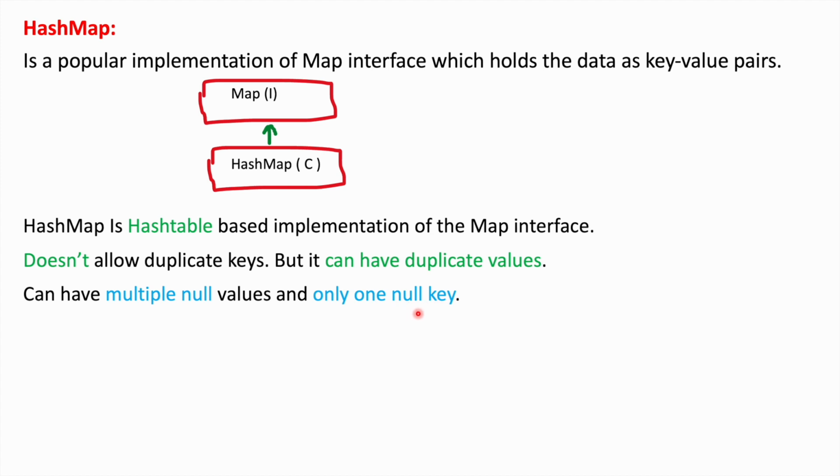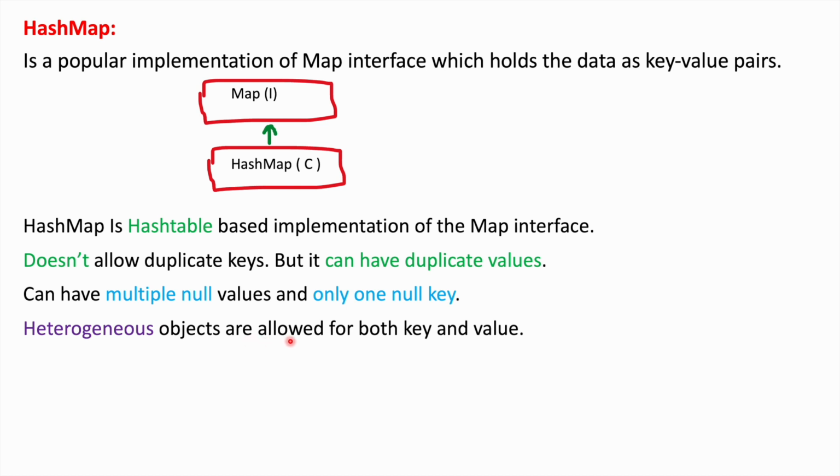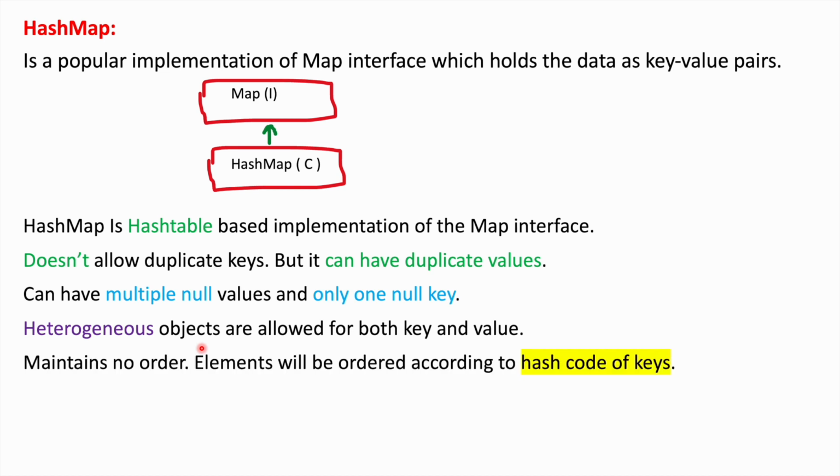If you add two null keys, what will happen? It will become a duplicate key, so it will not allow. That's the reason HashMap won't allow multiple null keys. That is, it will allow only one null. Heterogeneous objects are allowed for both keys and values. So HashMap allows heterogeneous, that is, different types of keys and different types of values.